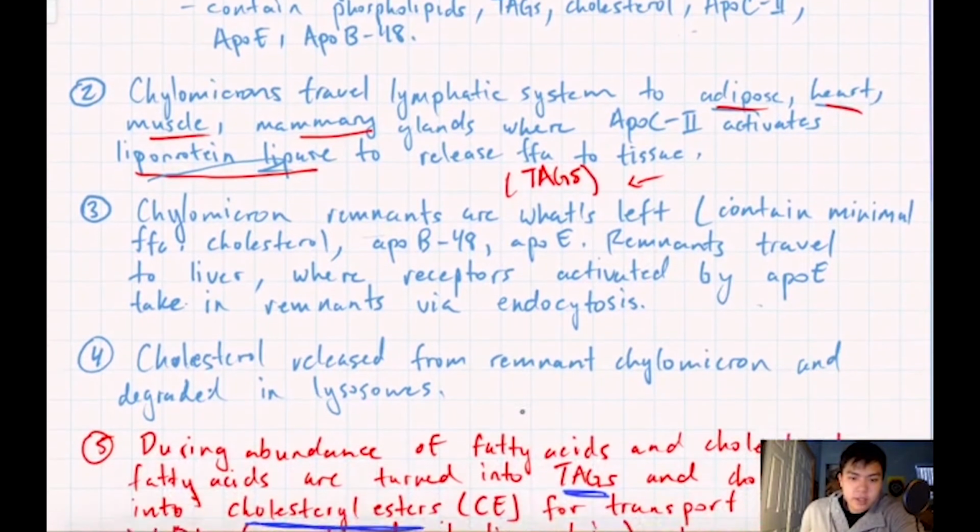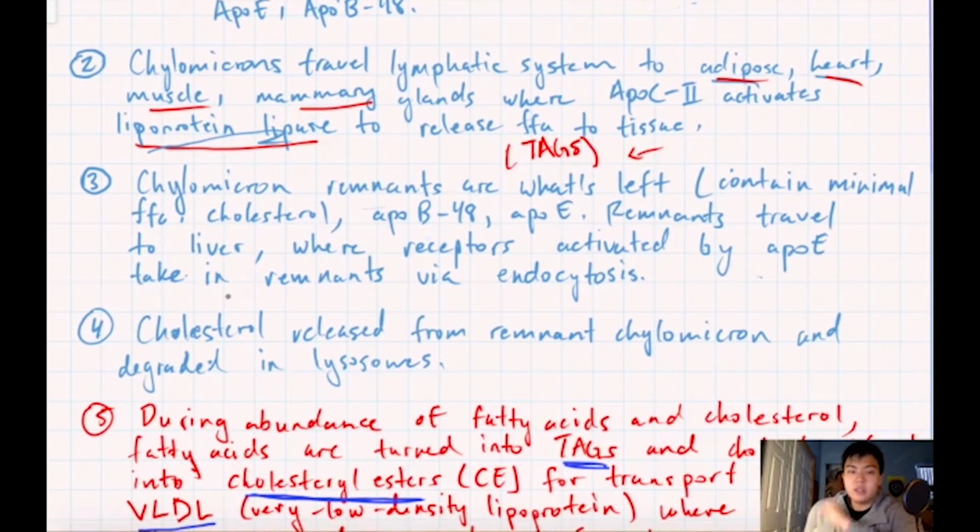So what's going to happen next is the remnants are actually going to travel to your liver through your lymphatic system, and then receptors on your liver are going to be activated by your apolipoprotein E, and it's going to take in your remnant chylomicron via endocytosis. From there, your endosome is going to combine with a lysosome and degrade, and you're going to degrade various enzymes and phospholipids. But the most important thing is you're going to actually release all that cholesterol that was left in that sort of deflated sac, and you're going to release all of that into the cytosol.